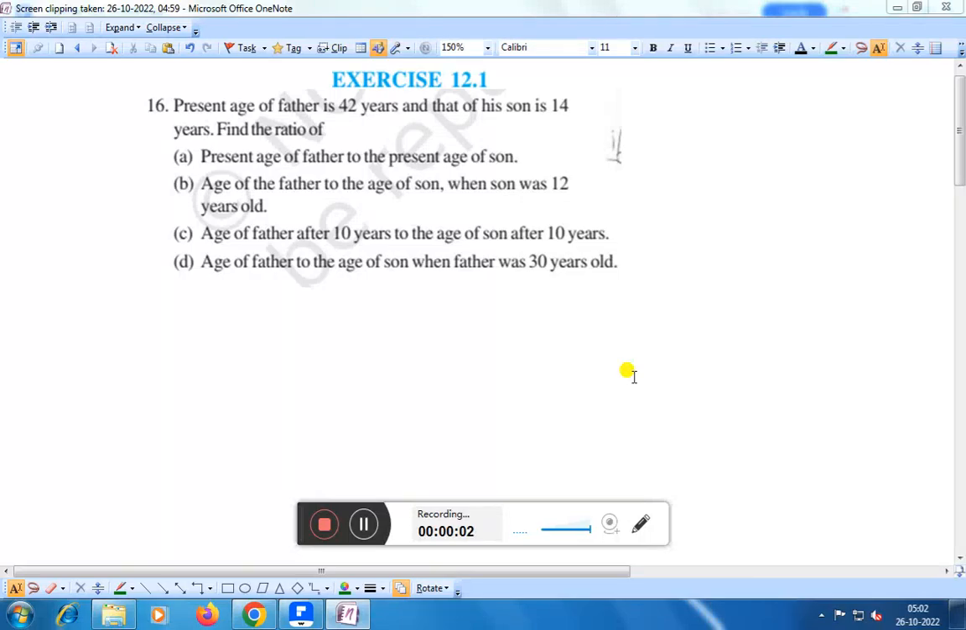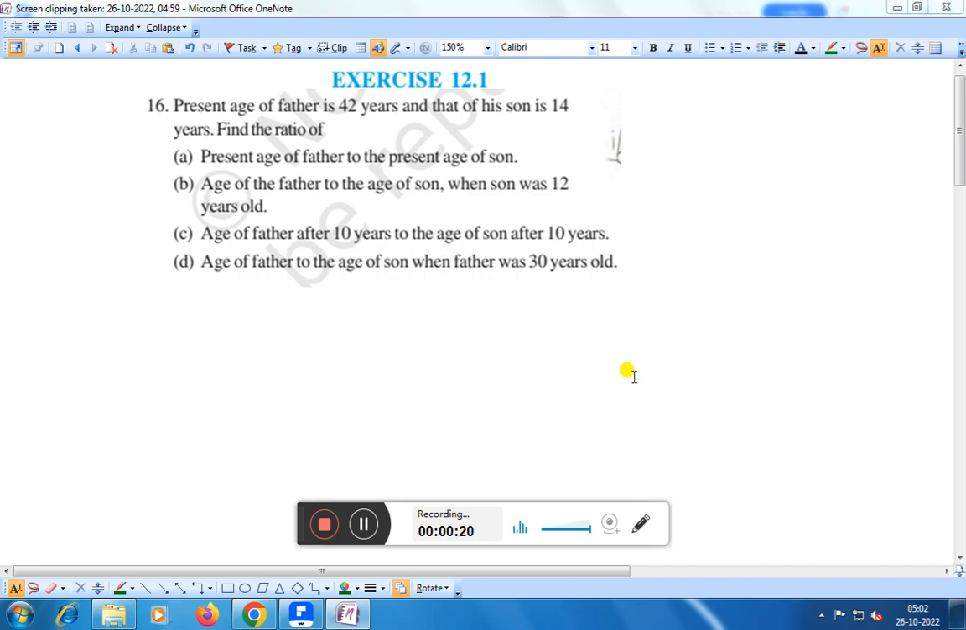Hello everyone. Today we shall discuss exercise 12.1 question number 16. Present age of father is 42 years and that of his son is 14 years. Find the ratio of present age of father to the present age of son.